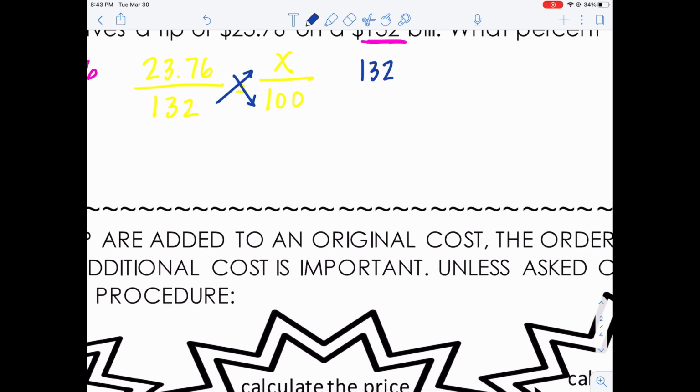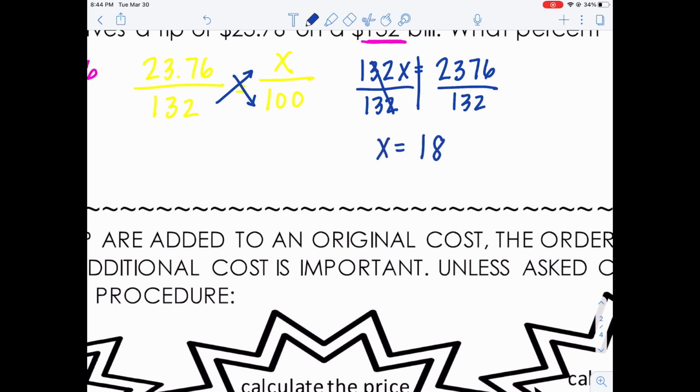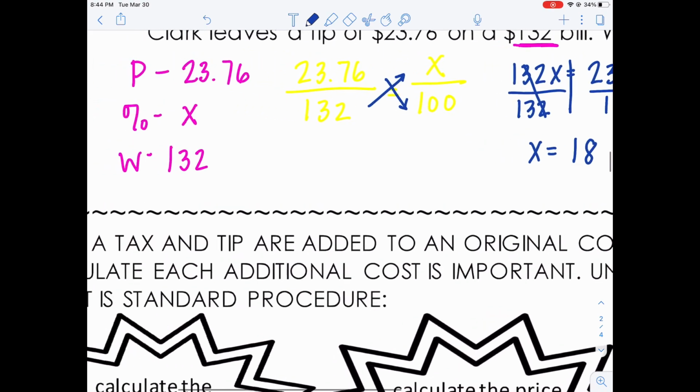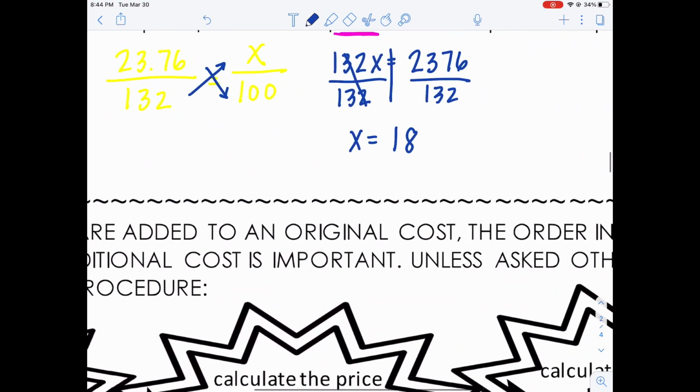And $23.76 times 100 is 2,376. 2,376 divided by 132 on both sides means that X equals 18. And because we were looking for the percent, we're going to go ahead and make sure we put a percent sign. And then we know that he left an 18% tip on his bill.